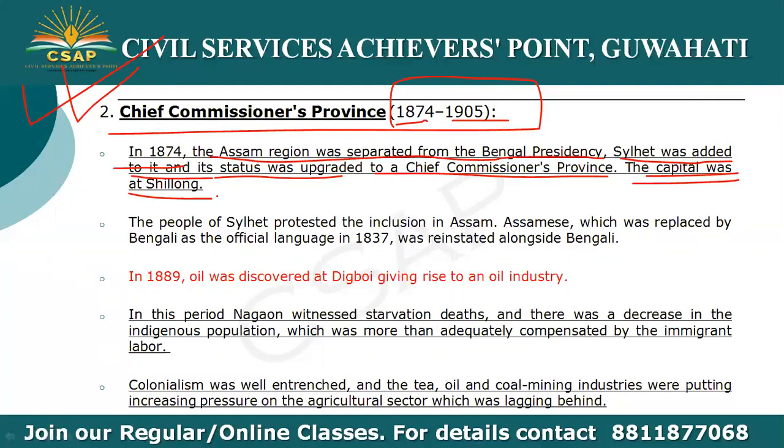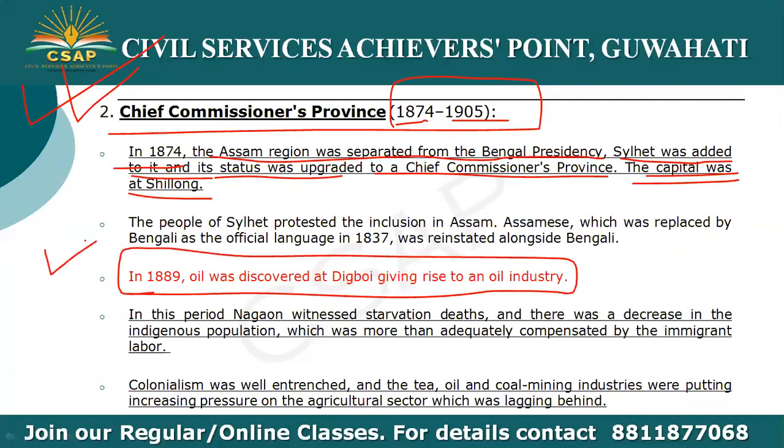In 1889, oil was discovered at Digboi, giving rise to an oil industry. So these factors were very important. At first, the tea industry was established, and then by the 1880s, the oil industry was also established. In this period, Nagaon witnessed starvation deaths, and there was a decrease in the indigenous population, which was then adequately compensated by the immigrant labor. So the immigration in Assam is continuing since the pre-independence era, the British era.